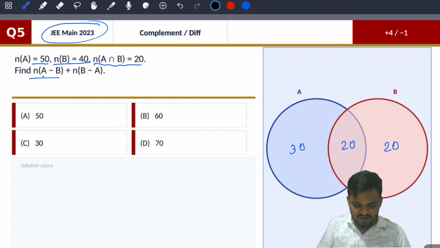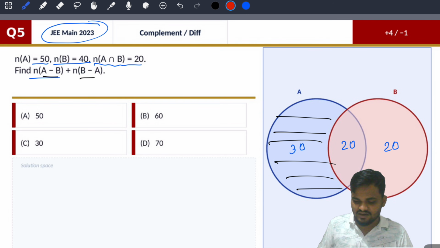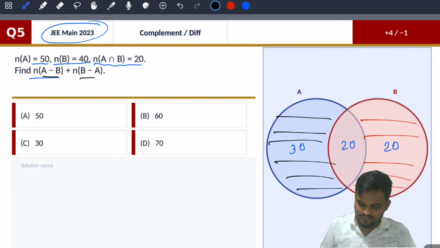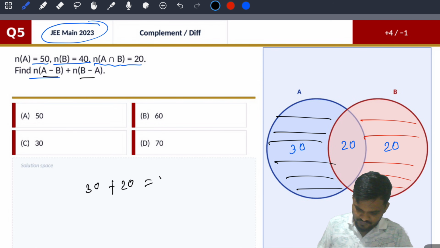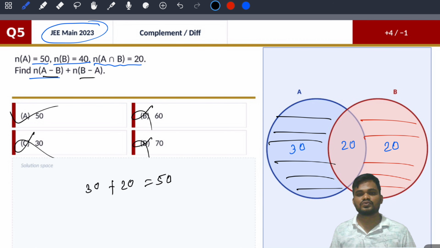So we need to find the number of elements in A minus B and B minus A. A minus B means only A. B minus A means only B. So their sum means 30 plus 20. So the answer should be 50. So A is correct, B wrong, D wrong, C wrong. I think now you understood how to solve all two-set word problems.